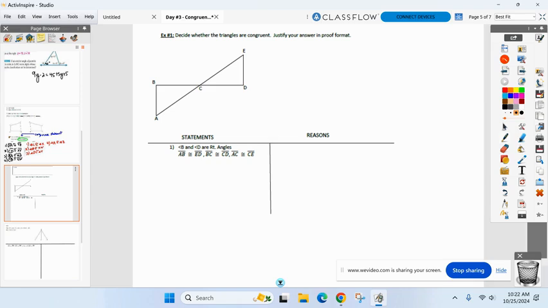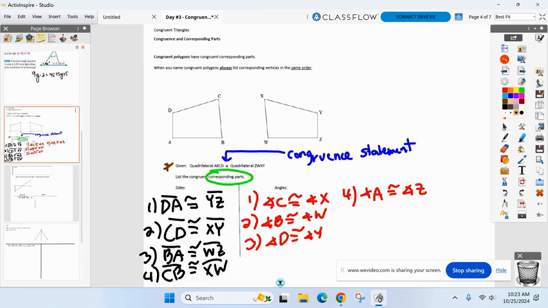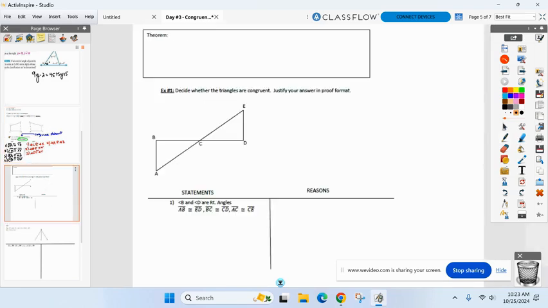Back to proofs now. Decide whether these triangles are congruent, and we're going to do this in a proof form. I need to know if the triangles are congruent. So how am I going to do that? Well, what did we just say? If these quadrilaterals were congruent, so are all their corresponding parts, right? So that's what I need you to do in this proof here for me. Prove all the corresponding sides and angles are all congruent in those two triangles. So all three pairs of angles and all three pairs of sides are congruent. That's what I need your help with. If you can do that, then we can say the triangles are congruent.